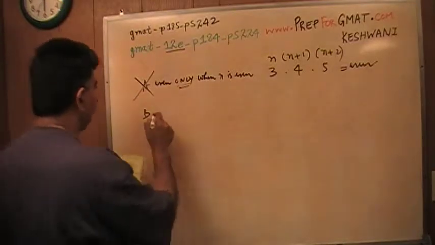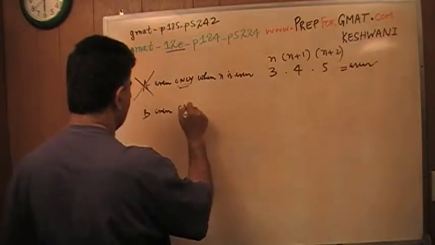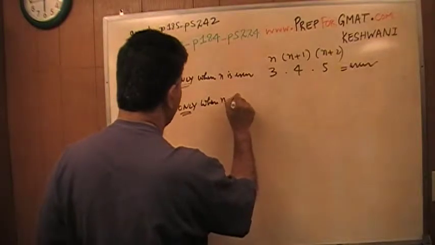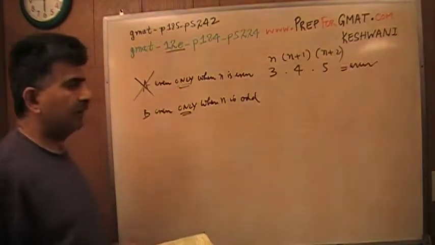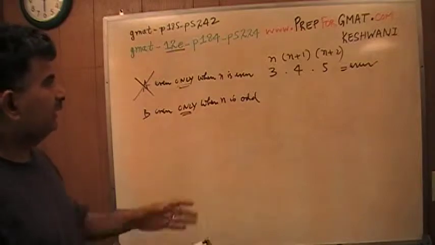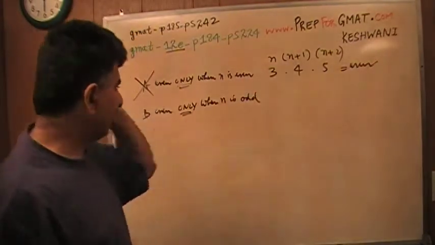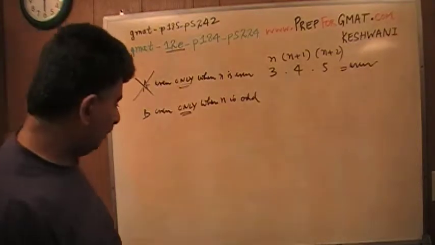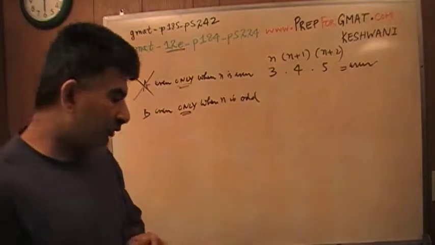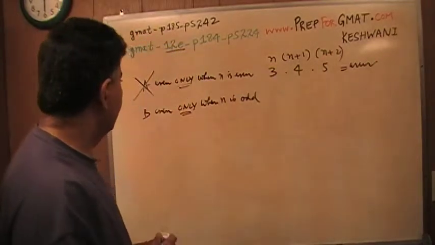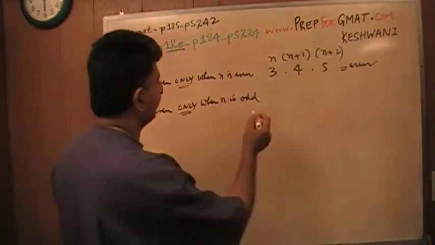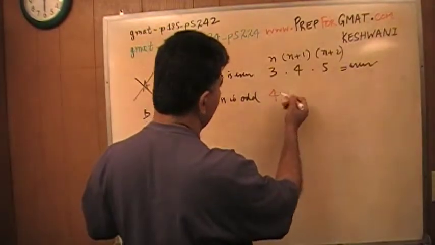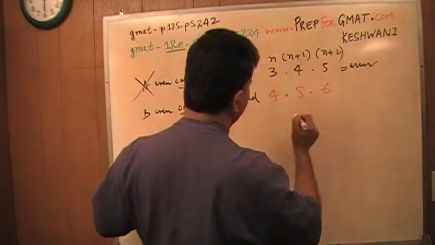B says even only when n is odd. So I'm going to do the same thing again. This time, since they're claiming that this quantity n times n plus 1 times n plus 2 is even only when n is odd, to see if this is nonsense or if this is true, I'm going to plug in n to be even and see what happens. Let's see, 4 times 5 times 6.